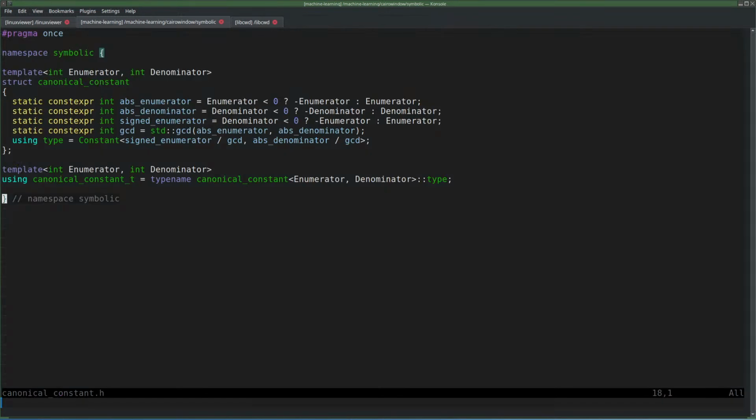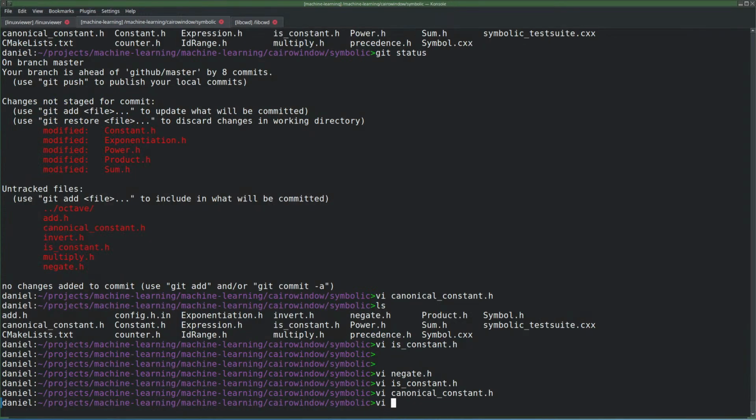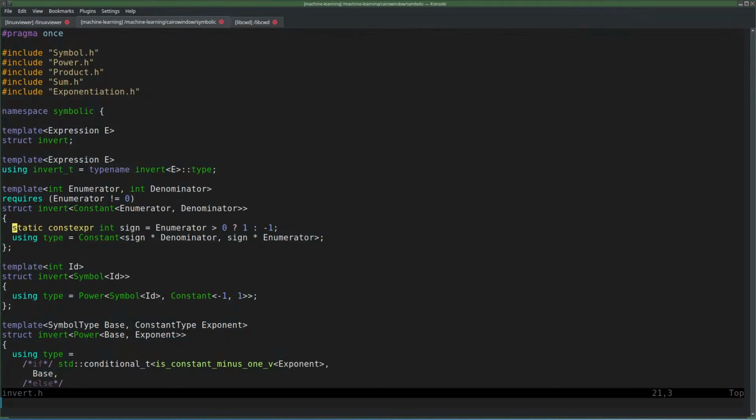Come on, constant. We already looked at it. Also, no ones there. The next one is, let's say, invert. Also just E here. Okay, for declaration of invert, the abbreviation, and then the specialization for a constant, demanding that the enumerator is unequal to 0, otherwise it would be nonsense. And we cannot divide by 0, namely.